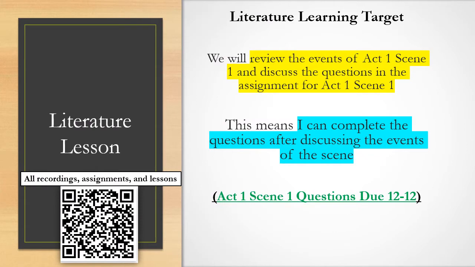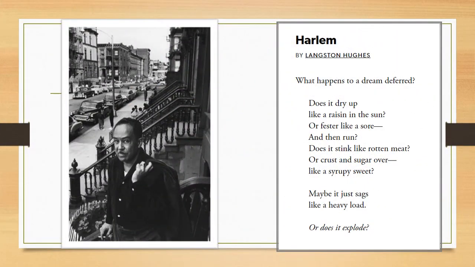Our literature lesson for today is reviewing the events of Act 1, Scene 1 so that we can complete the questions that we have in Google Classroom on the form for Act 1, Scene 1. That assignment, just a quick reminder, is under small assignments, and it is a graded assignment. So it is a required assignment to respond to those questions for Act 1, Scene 1.